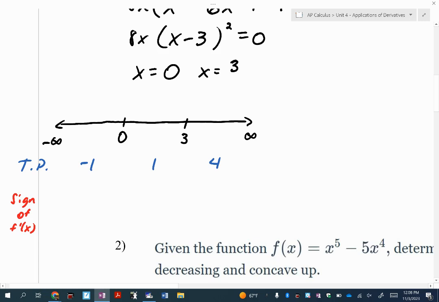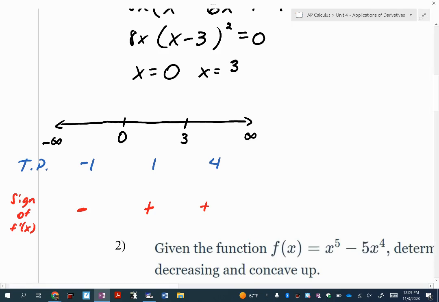Okay, ready? Plug in negative 1. Negative 1 minus 3 is a negative. But when you square it, it's a positive times a negative. That's a negative. Plug in 1. 1 minus 3 is negative. Square it though. Positive times positive 1. Positive. And then finally, plug in 4. That's all positive. Squared is positive. Times 4 is positive. So this is positive.